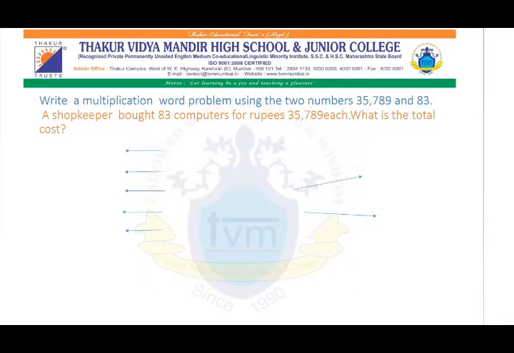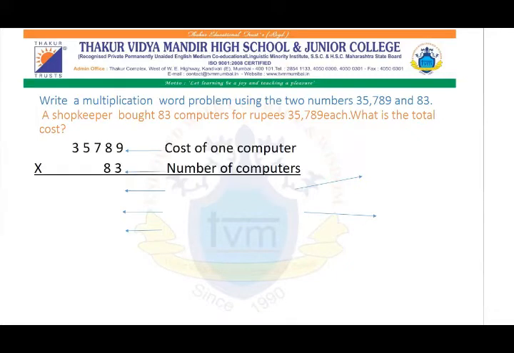Now, suppose you are given two numbers and you have to frame your own word problem and then solve it by yourself. So, here is one problem which I have done for you. Write a multiplication word problem using the two numbers 35,789 and 83. I frame my question as: a shopkeeper bought 83 computers for rupees 35,789 each. What is the total cost? Correct? For this I'll do multiplication because the cost of one computer is given and I have to find out the cost of 83 computers.